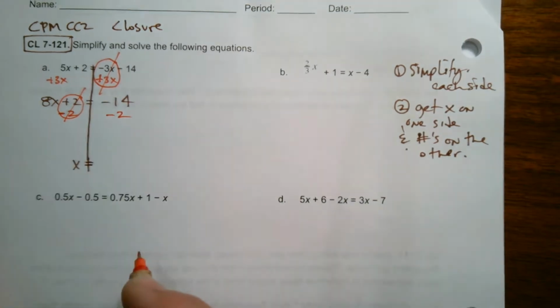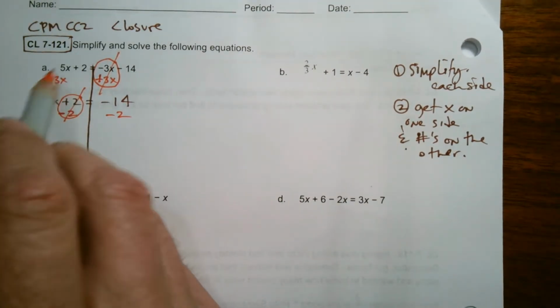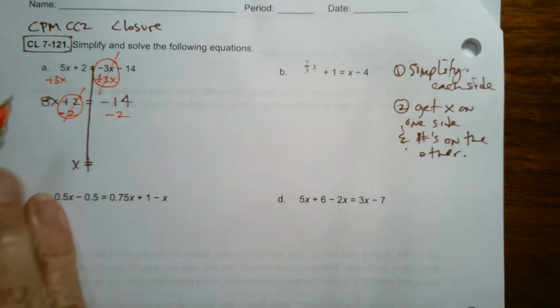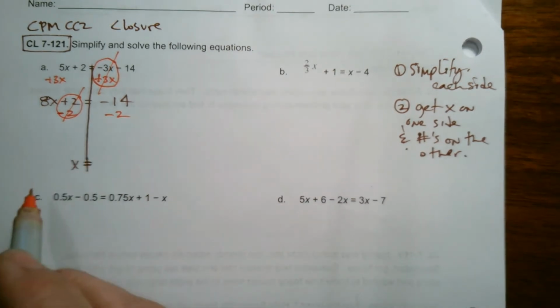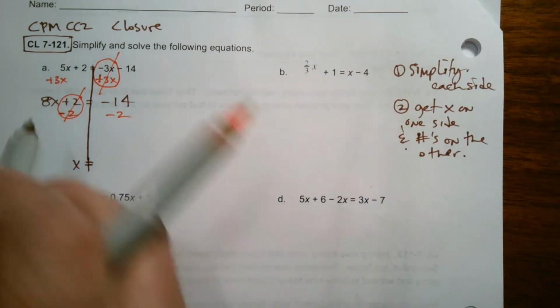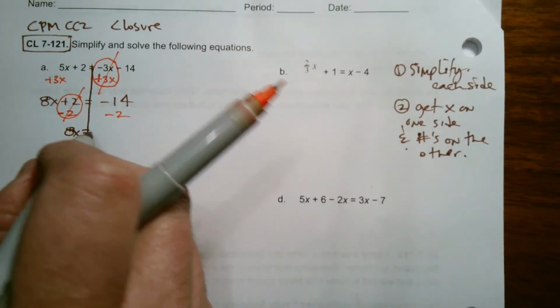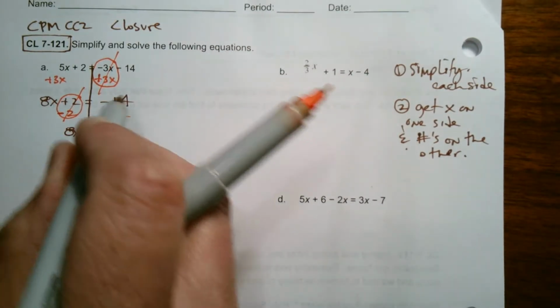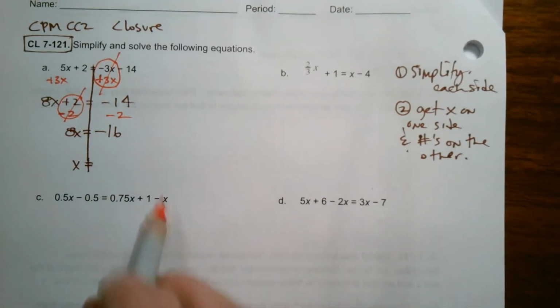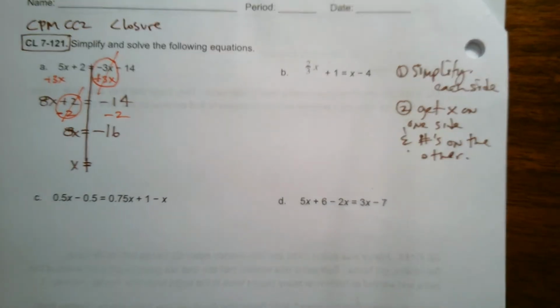What you do to one side, you do to the other. If you want to get all the numbers on one side and all the x's on the other side, you should eliminate them from the opposite sides. So now I have 8x equals negative 16, since negative 14 minus 2 is negative 16. That's step 2.